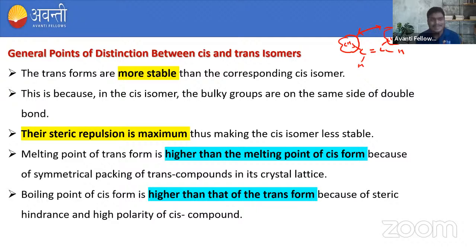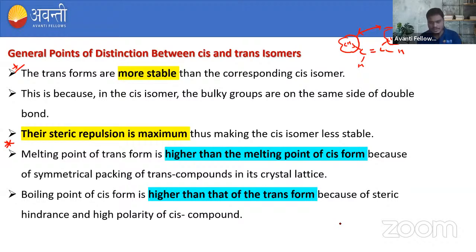Now, the melting point of the trans form is higher than the melting point of the cis form. This point is also very, very important, beta. The first point is that trans is more stable. And the second thing is that the melting point of trans is higher than the melting point of the cis form. Why is this? This is because of the symmetrical packing of the trans compound in the crystal lattice, right?